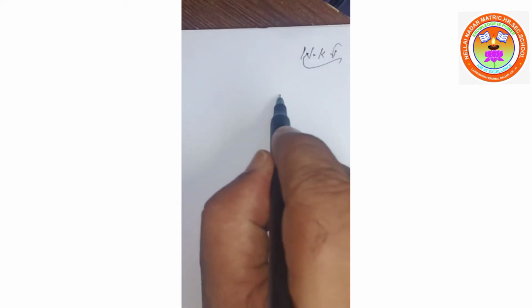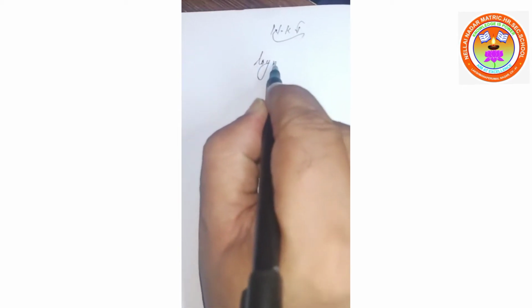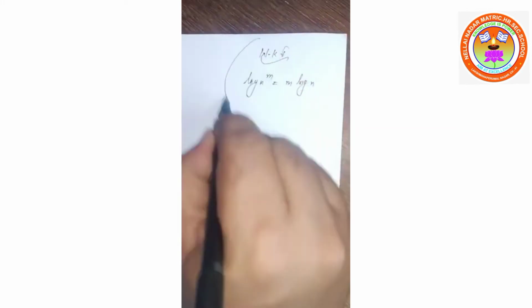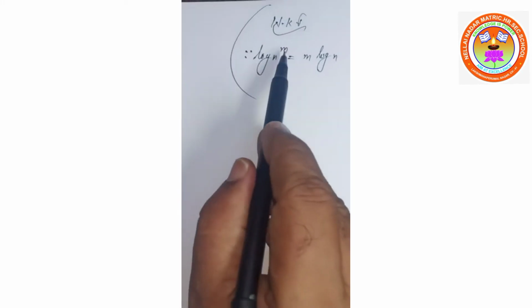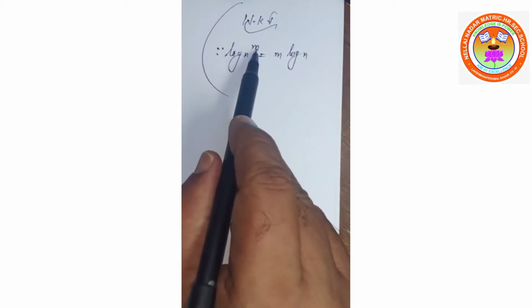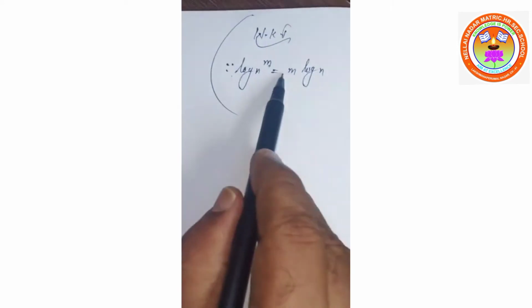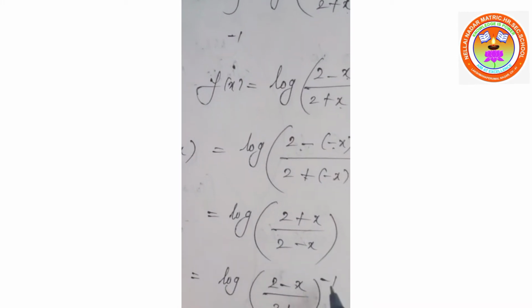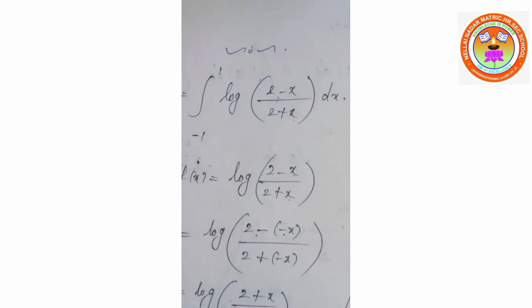Next, we know that log n power m equals m log n. This is the power rule of logarithm. If anything is in the power, it should be brought before the logarithm: m log n. So what form is it? Log n power m. According to that, what is in the power place? Minus 1. Write minus 1 at the front.